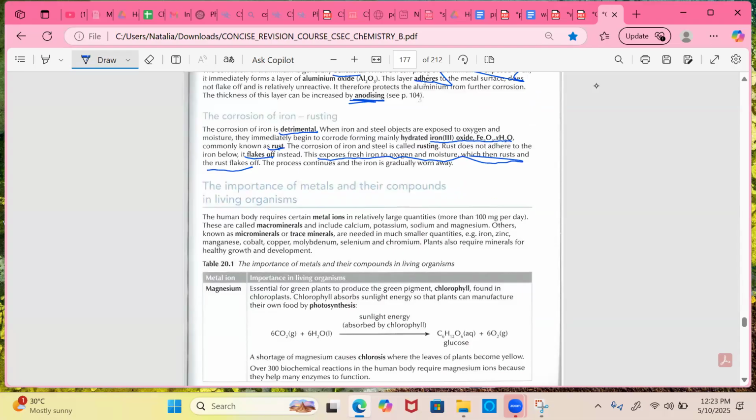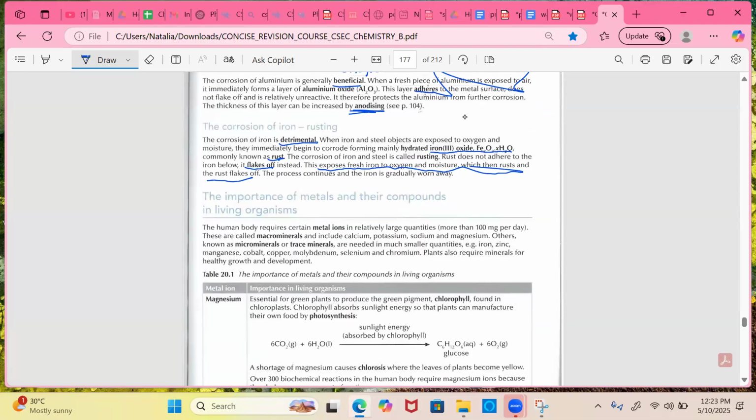So in order for rusting to occur, we need to have water present and we need to have oxygen gas present in order for things to rust.